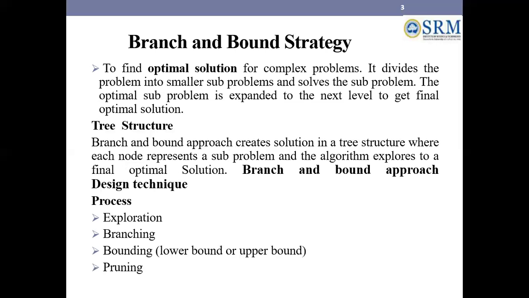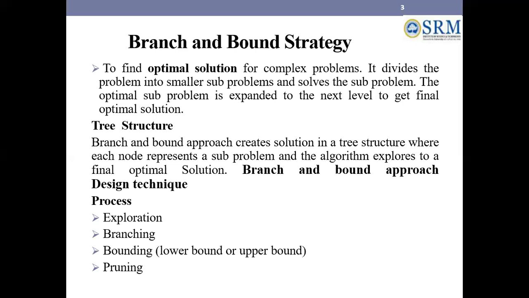And to find optimal solutions for complex problems, branch and bound strategy is applied. It divides a problem into a number of subproblems. Here, the problem is represented in the form of tree structures. Here, we have the root node, that is initial solutions. Then the first level, all branches are all possible solutions of subproblems. So in the first level, all subproblems are solved.